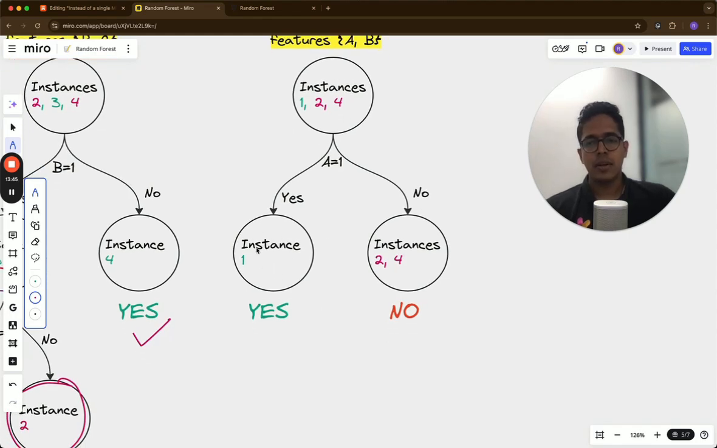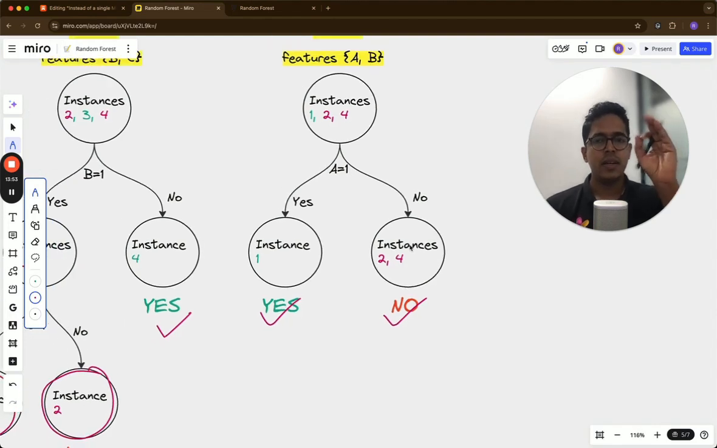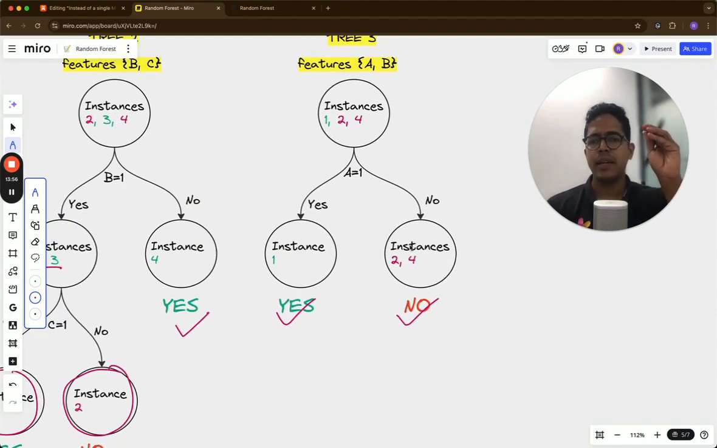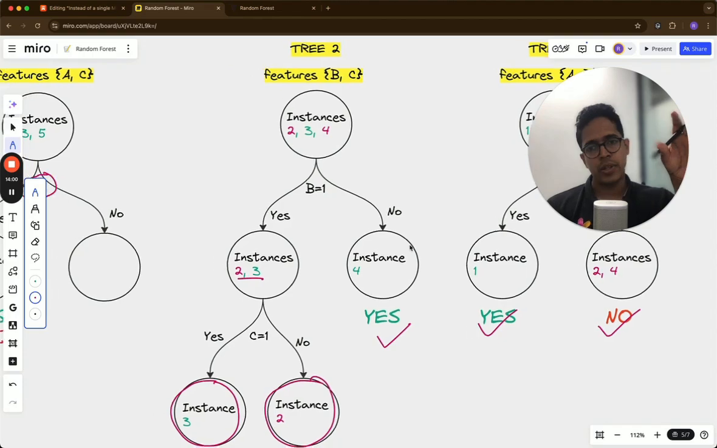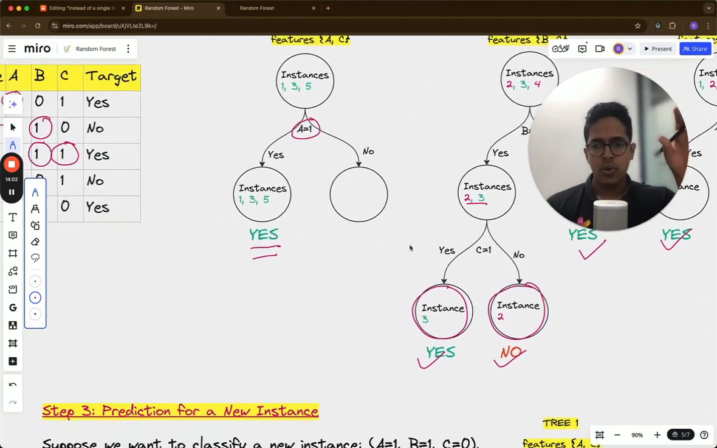Now this node and this node are both pure leaves, and this leaf will predict yes, and this leaf will predict no. So now these are the individual decision trees and the predictions that they make in the random forest. Now, are we done? No, we are not done yet.